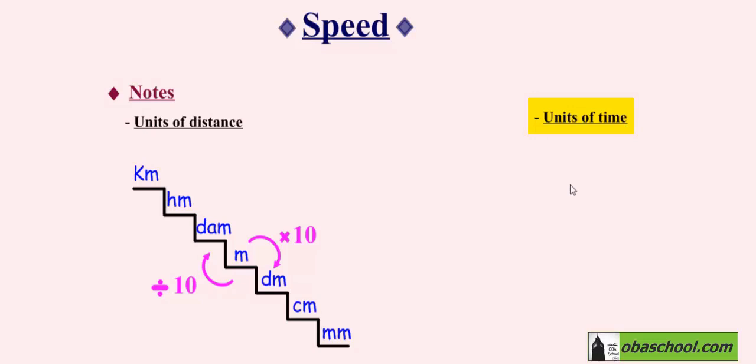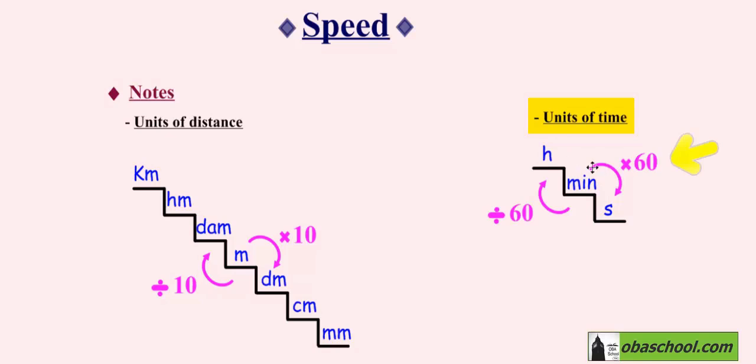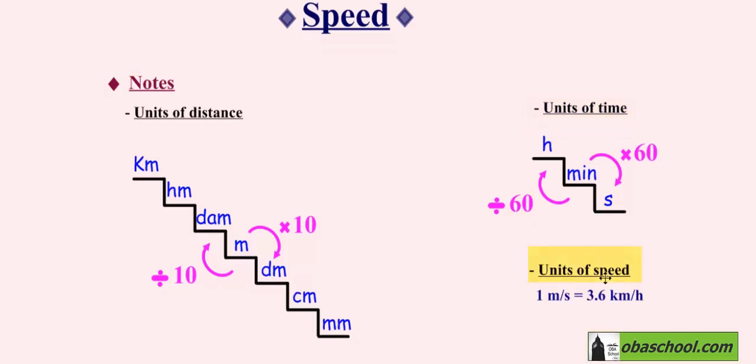Units of time. We have three main units: hour, minute, and seconds. Now, if we want to convert from a bigger unit to a smaller unit, all we have to do is multiply by 60, and the complete opposite is if we want to convert from a smaller unit to a bigger unit, all we have to do is divide by 60.